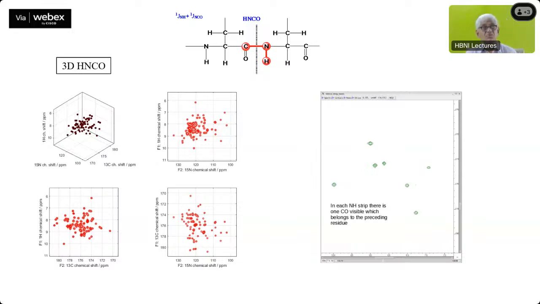That is extremely useful information. And this is a particular kind of projection here. In each NH strip there is one CO visible which belongs to the preceding residue. This is how you see it. You take the particular NH to the CO, and that is what is seen in this particular plane at a particular N15. At a particular N15, there are so many residues, and for each NH you are seeing one CO peak. Therefore, clearly the degeneracy of these various things is lifted by making use of the different chemical shifts.